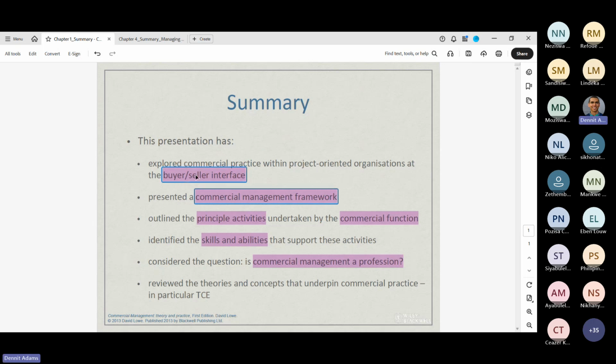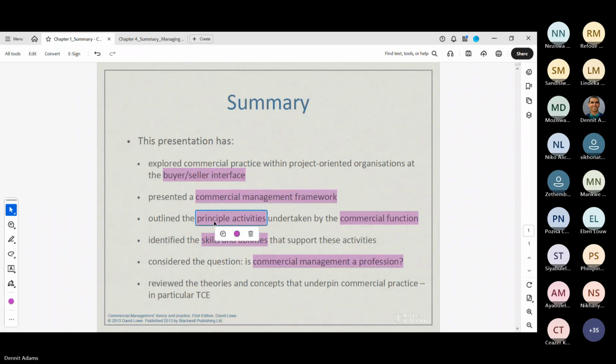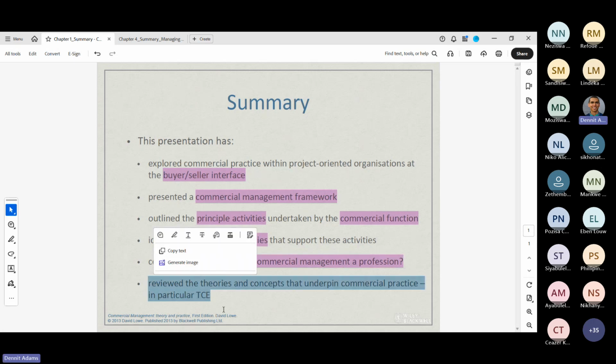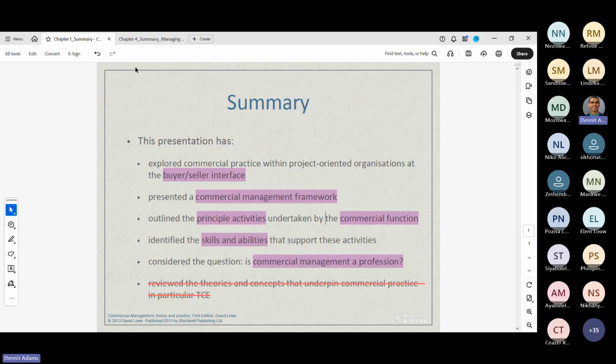As I said, you are going to know and understand the seller-buyer interface. You will go through the commercial management framework. You will understand the principal activities undertaken by the commercial management function. You will identify the skills and abilities that support these activities, and you will consider for yourself, is commercial management a profession? You don't have to go through the TCE if you don't want to. So there you are. I've scoped chapter 1 for you.